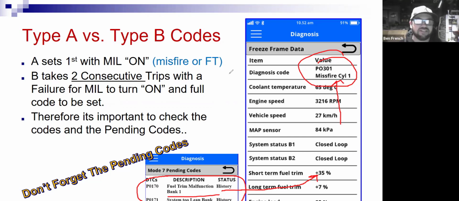And that's what's causing that misfire, right? So we always want to check not only for codes, but for pending codes.